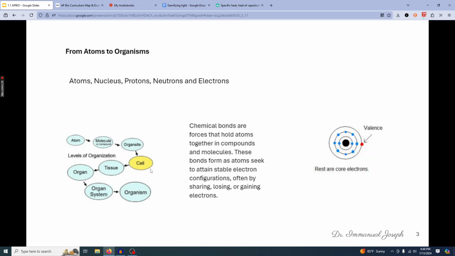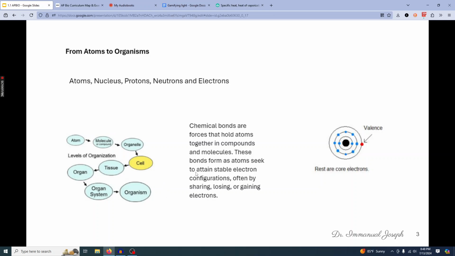And the cell is the fundamental living unit of an organism. In a multicellular organism, cells come together to form tissues. Tissues create organs. Organs create organ systems by working with other organs. And then finally, it results in an organism.